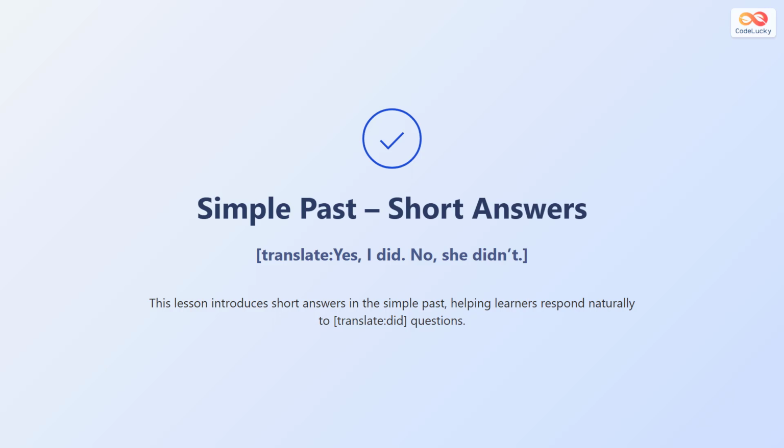In this lesson, we will learn how to give short answers in the simple past tense. For example, we can say, "Yes, I did," or "No, she did not." Short answers make our speaking sound more natural and confident when replying to questions about the past.